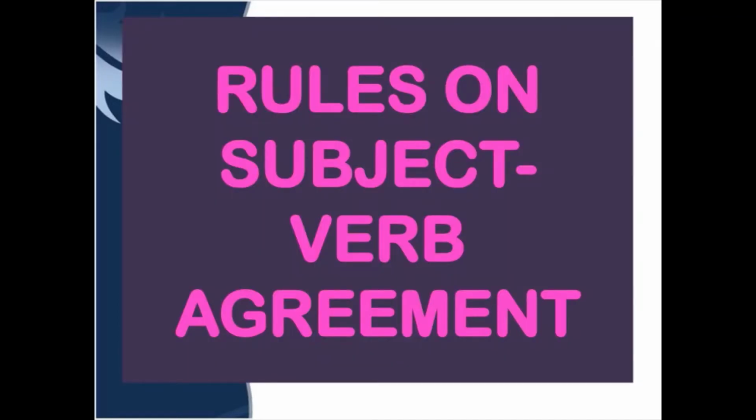So let's proceed to the rules on subject-verb agreement. There are rules that you must follow when it comes to the agreement of subject and verb. These rules might help you to use the correct verb form in a sentence. So what are these rules on subject-verb agreement that you need to follow?